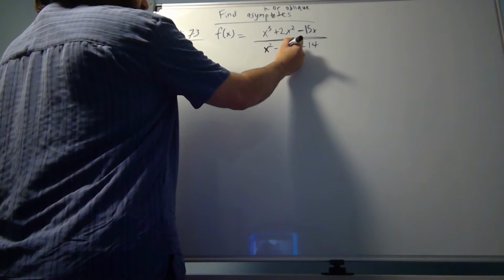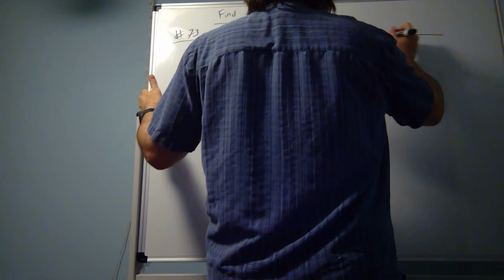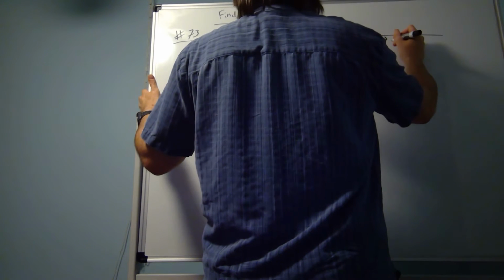Synthetic division is faster when it works, but when the format is wrong, it's problematic. So here is the numerator.